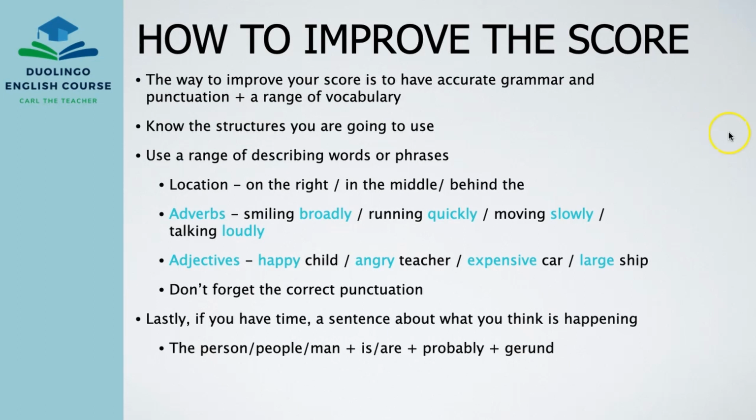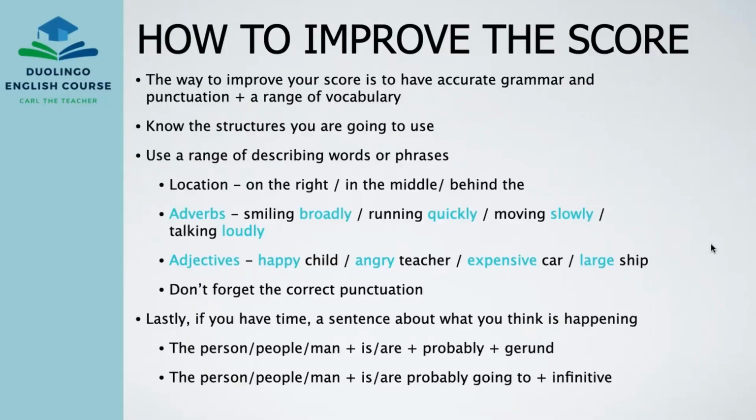Okay, there's that gerund again. That's just a sentence, just to guess. It doesn't have to be very long, but just a little sentence to summarize what you think is happening that's more than what you can see in the picture. Or you could talk about it in the future. The person, the people, the man, is, are, probably going to, and then use infinitive. So the people are probably going to eat dinner. The person is probably going to get on the train. The man is probably going to work. Whatever you think it could be.